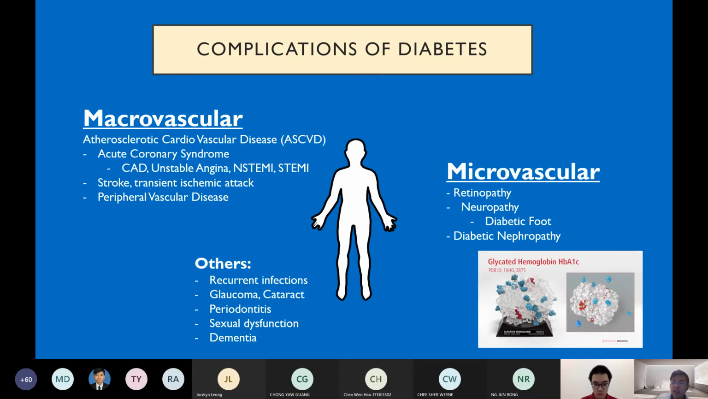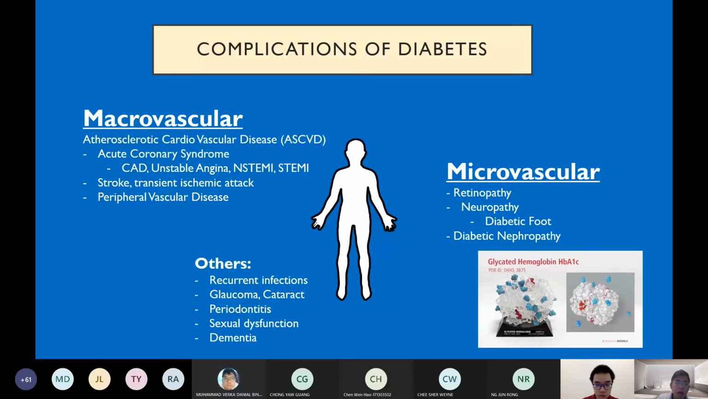And sexual dysfunction is something that is often overlooked. What are the common presentations of sexual dysfunction amongst patients with diabetes? Anyone has any idea? Erectile dysfunction? Yeah, so erectile dysfunction is very common.